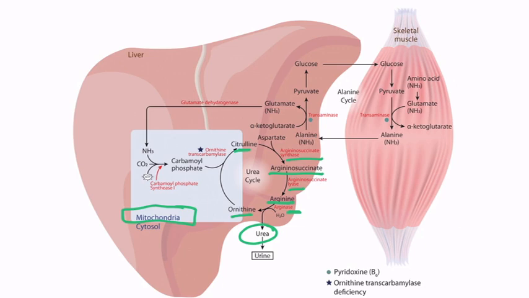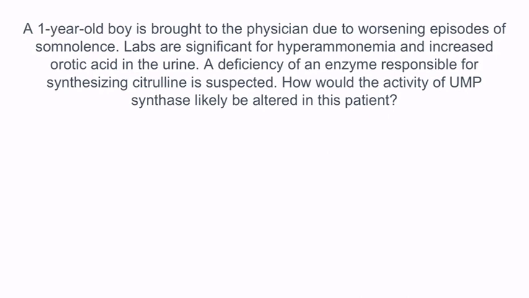Okay, let's do a question. A 1-year-old boy is brought to the physician due to worsening episodes of somnolence. Labs are significant for hyperammonemia and increased orotic acid in the urine. A deficiency of an enzyme responsible for synthesizing citrulline is suspected. How would the activity of UMP synthase likely be altered in this patient?